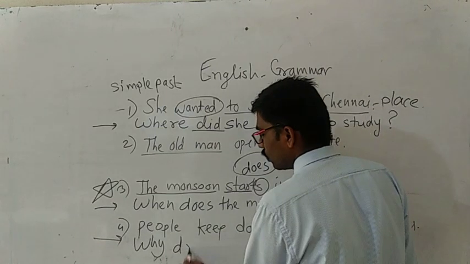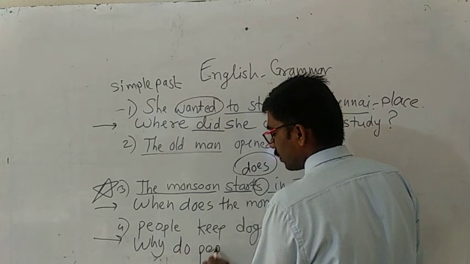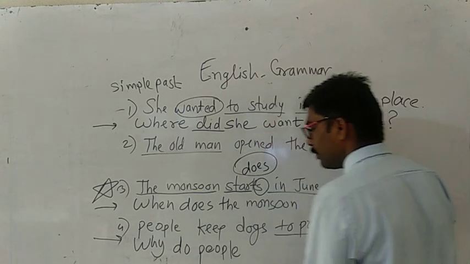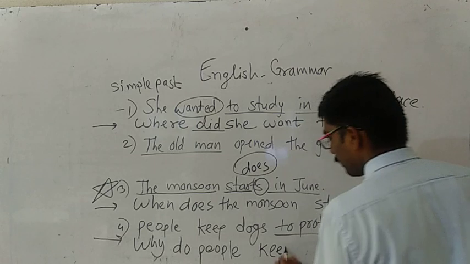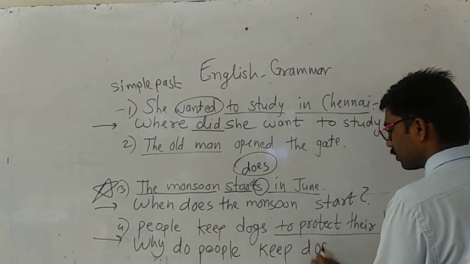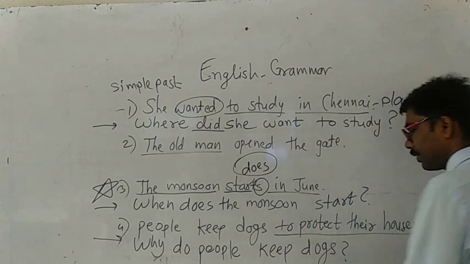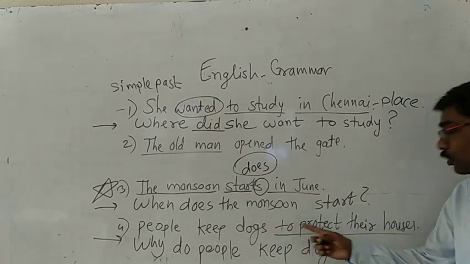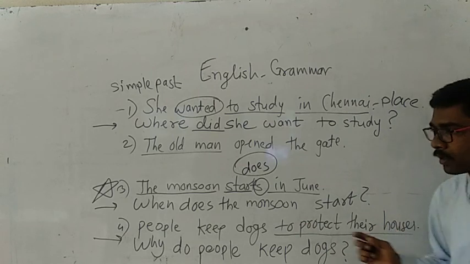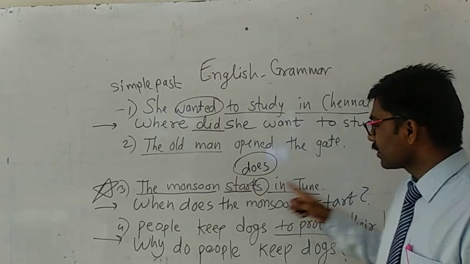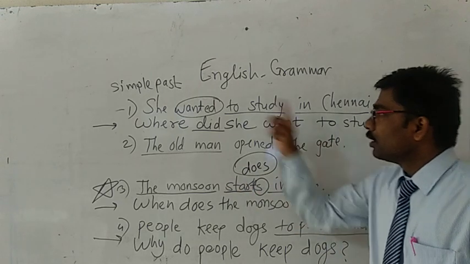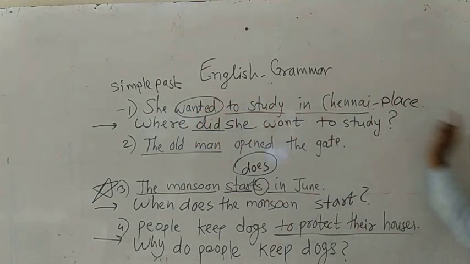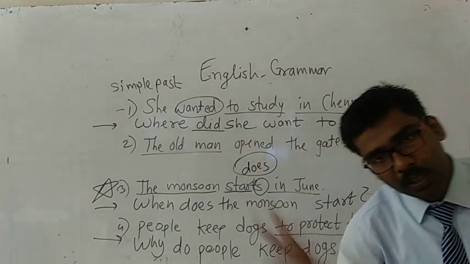Why do people keep dogs? People keep dogs to protect their house. The monsoon starts in June. She wanted to study in Chennai. Write down answers with questions.